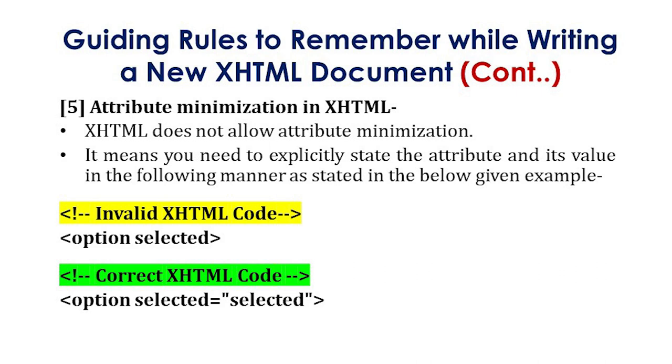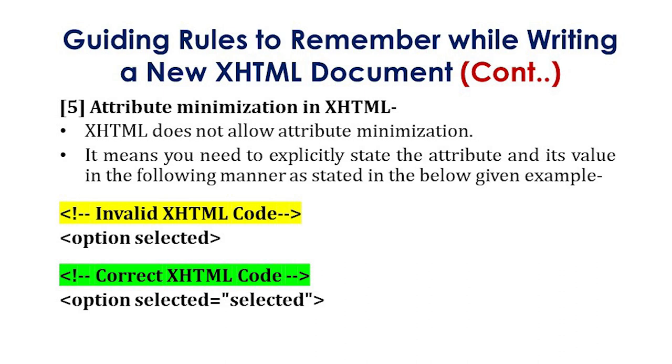Look at that example. The first one is the option tag, and we have mentioned that the default one is selected. So this code is an invalid piece of code in the case of an XHTML document. The correct XHTML code is mentioned here. The option tag is started, then you have mentioned the selected attribute, and inside the double quotes, the inverted commas, you have to write selected. So that is called attribute minimization.